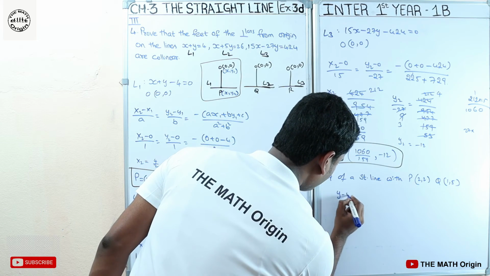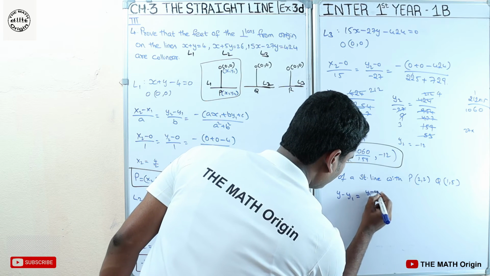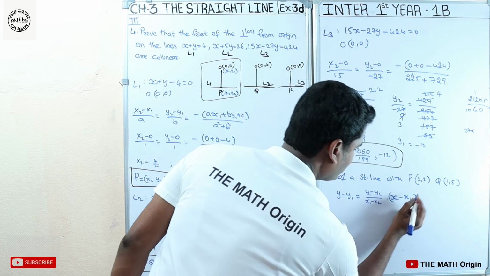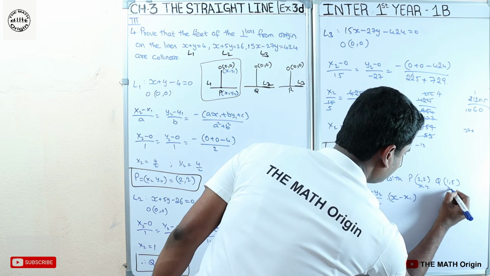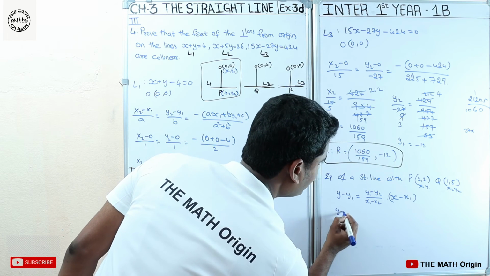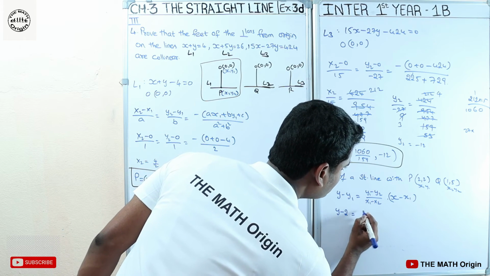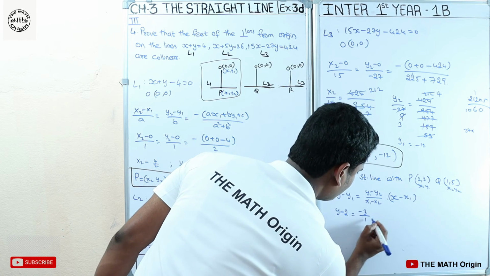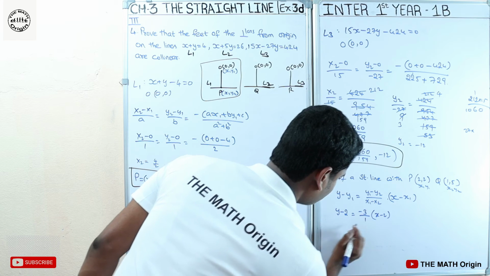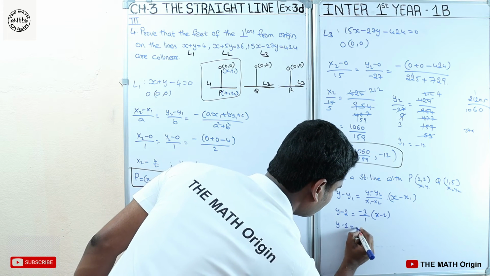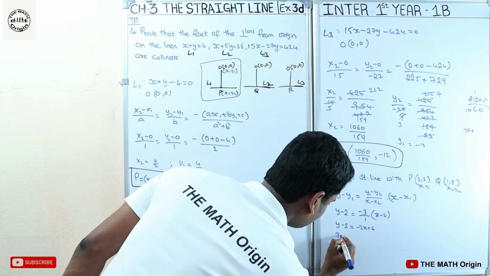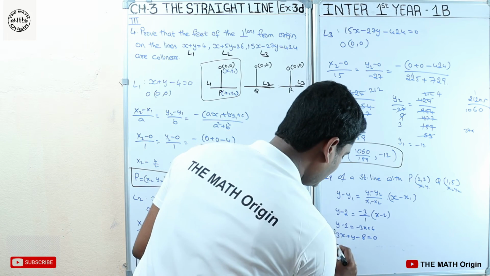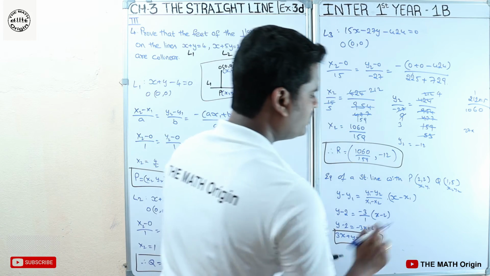Okay, the formula is y minus y1 equals (y1 minus y2) by (x1 minus x2) into (x minus x1). This is x1 y1, this is x2 y2. So y minus 2 is equal to (2 minus 5), which is minus 3, by (2 minus 1), which is 1, into (x minus 2). Therefore y minus 2 is equal to minus 3x plus 6, so 3x plus y minus 8 equals 0. Now we got the equation of a line from 2 points.